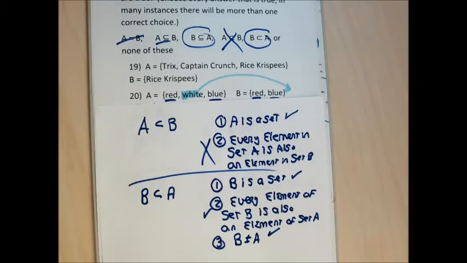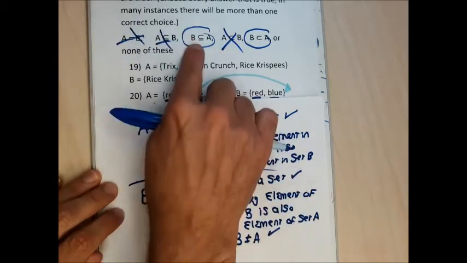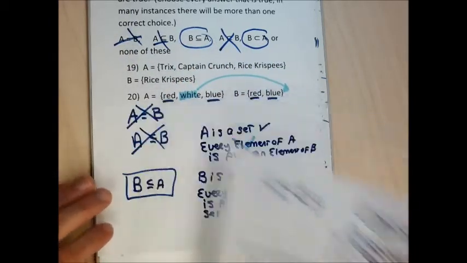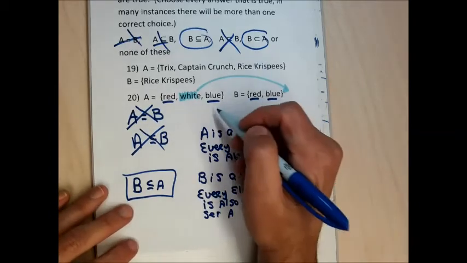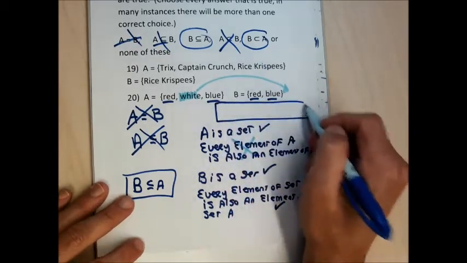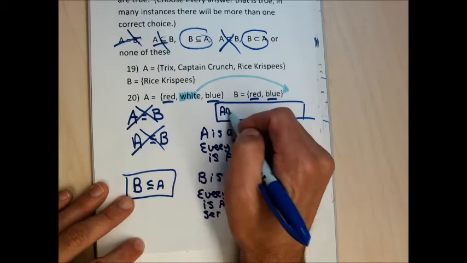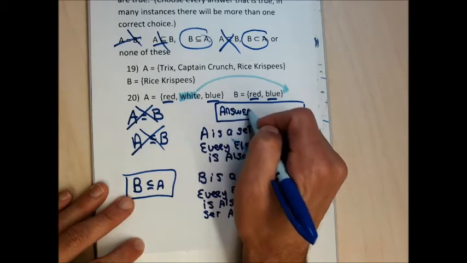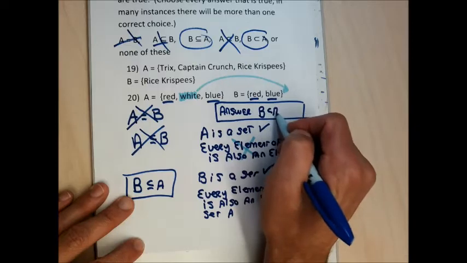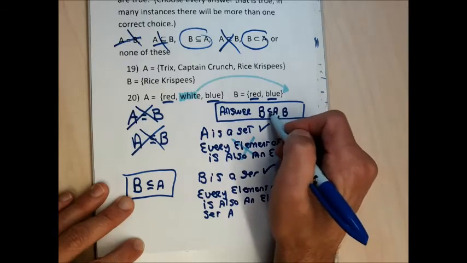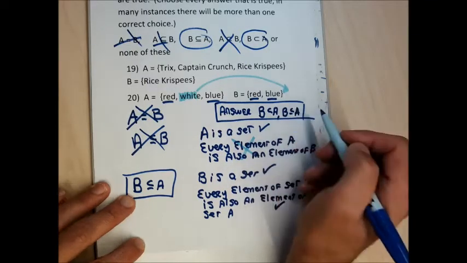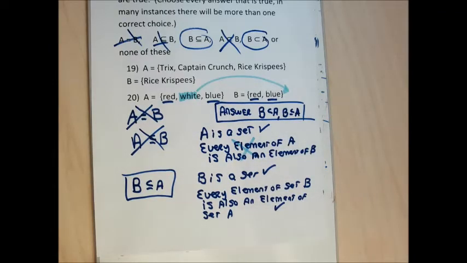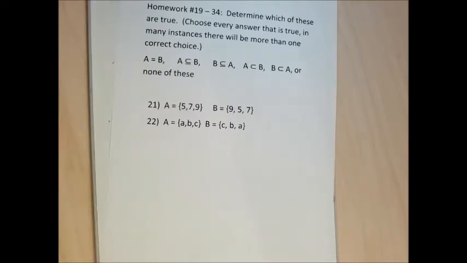When I go to write my answer for problem 20, I'm going to write the symbols that were true, which is B is a subset and B is a proper subset of A. My answer to number 20 is going to be B is a subset of A, and B is a proper subset of A. Yuck, yuck, yuck. So many of these, and they take so long. So hopefully you can figure out a way to do them quicker than I'm going through these.